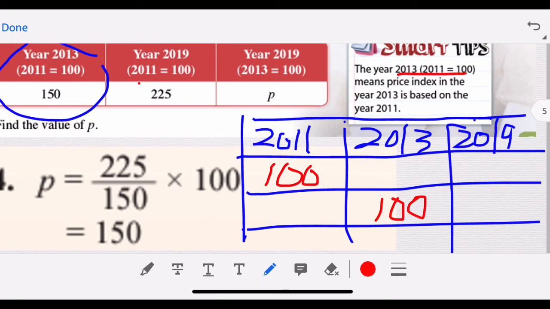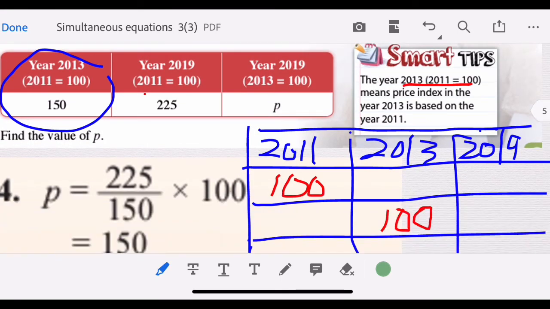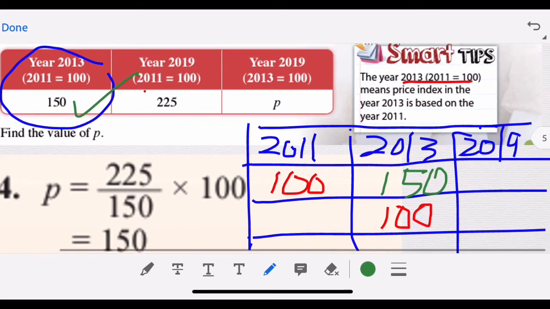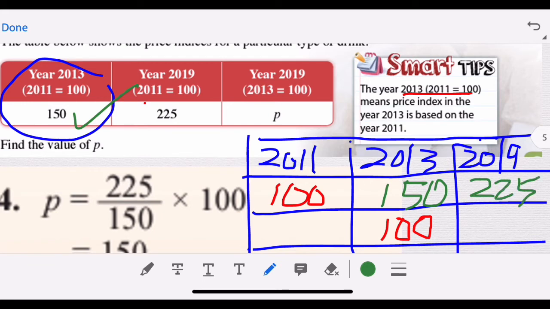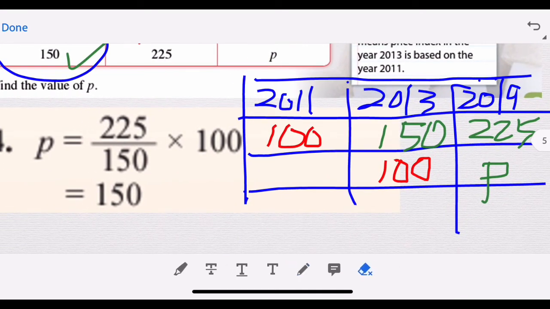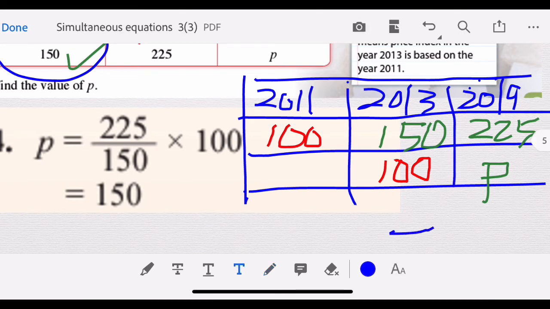Now if we want to plug in the value, I'm going to start with the first one. 2013 based on 2011, I'm having 150. So I just plug in. Then 2019 based on 2011, I have to write here 225. Because the base is at the left. And for 2019 based on 2013, of course here I labeled it as P. You understand? Anyone don't understand? Now you just create the table like this first. Easy, right?